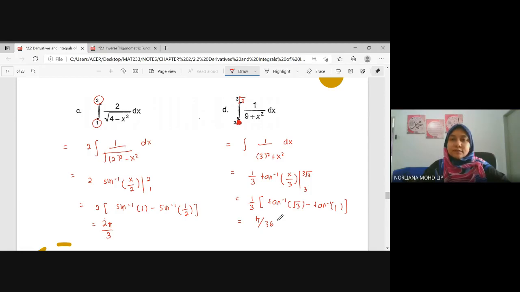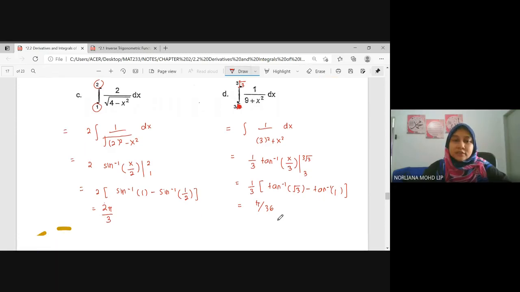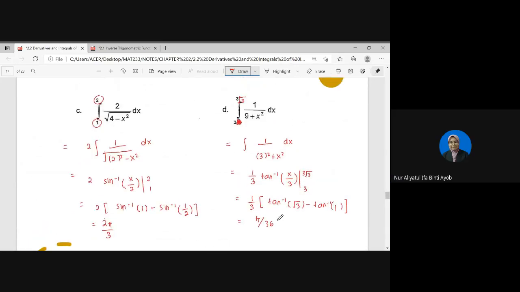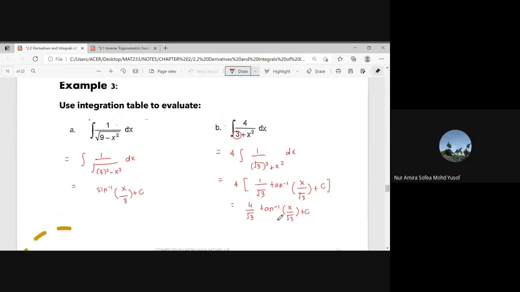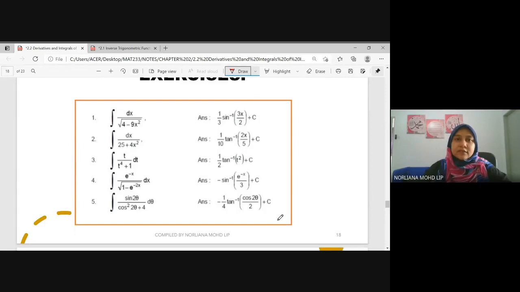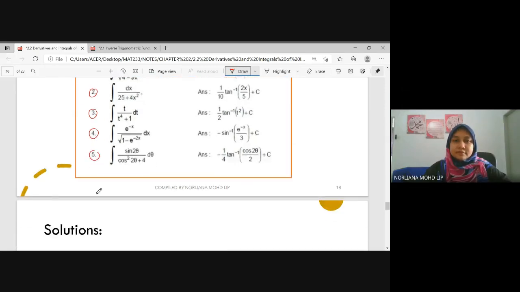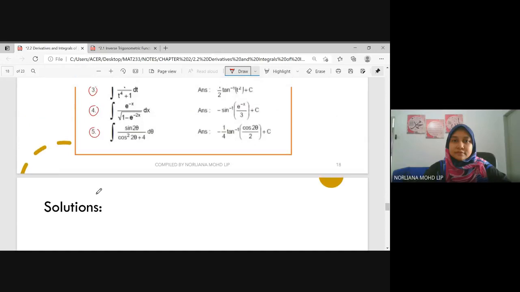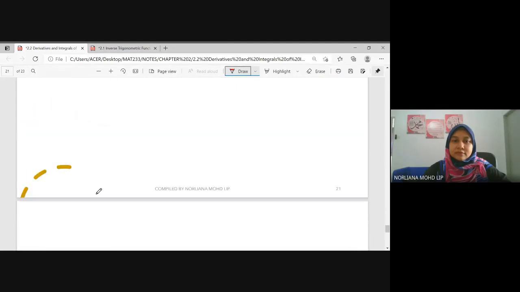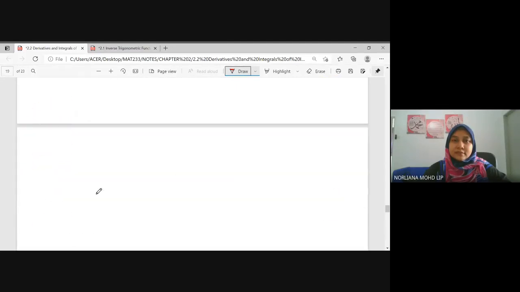Okay, ada soalan tak untuk integrals ni? So dah habis lah untuk ni. Ada soalan? No, madam. Ada, madam. Okay, tak ada. Ni boleh cuba lah buat sendiri. Exercise ni. Habis untuk yang ni.